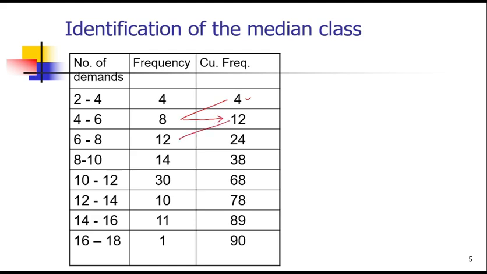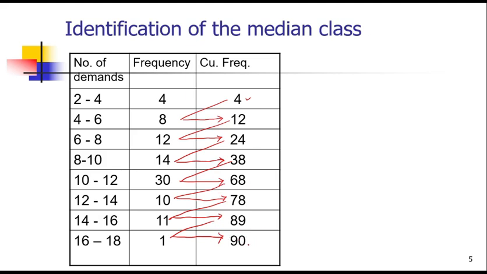Next is 12 plus 12 equal to 24. Next is 24 plus 14, that is equal to 38. 38 plus 30 is equal to 68. And 68 plus 10 is equal to 78. 78 plus 11 is equal to 89. And 89 plus 1 is equal to 90. That means the ultimate total is 90, which is also the total frequency, capital N, if you remember. The last cumulative frequency will also be 90.